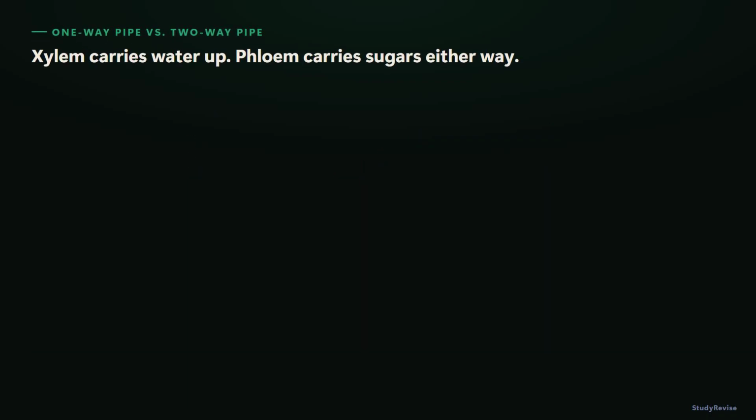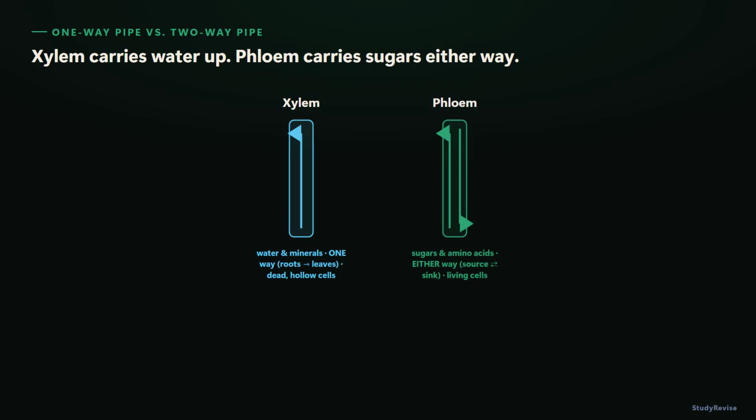Now, a different system entirely. How a plant actually moves things around inside itself. 2 transport tissues, constantly swapped, xylem and phloem. Xylem carries water and dissolved minerals. It moves in one direction only, up from the roots toward the leaves, and it's built from dead, hollow cells, forming a simple one-way pipe.